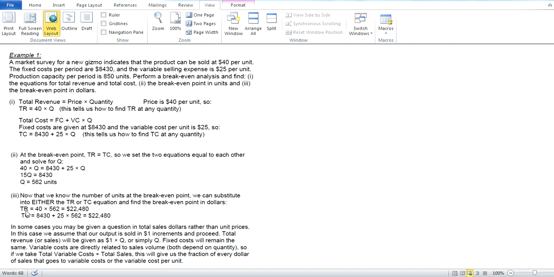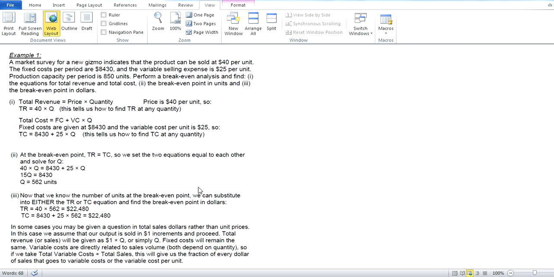Solving TR equals $40 times 562 units equals 22,480. If you're unsure, you test it in the second equation, 84.30 plus 25 multiplied by 562. Remember the rules of BEDMAS: you do your bracket first. So 25 times 562, and add that to 84.30, and you'll get 22,480.